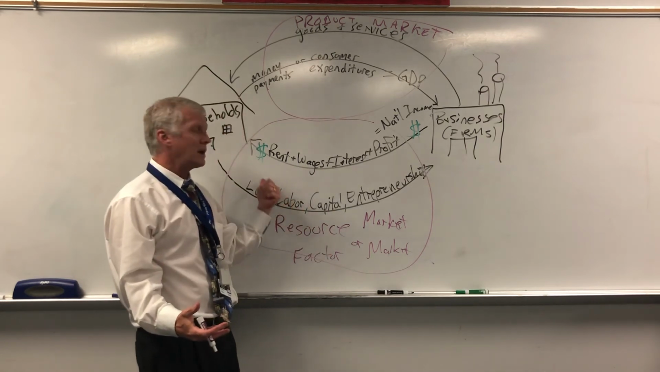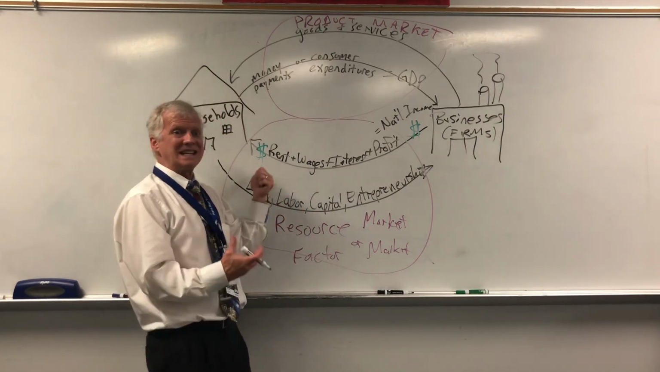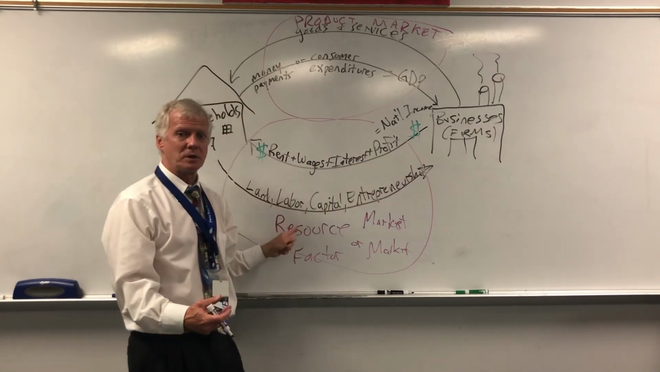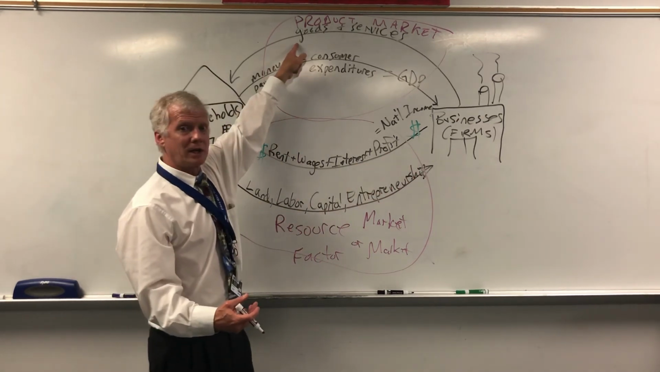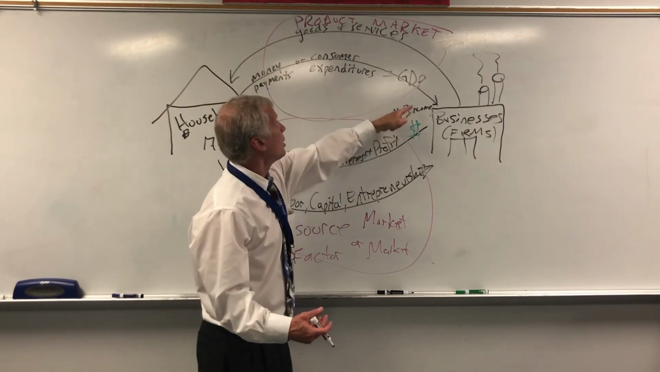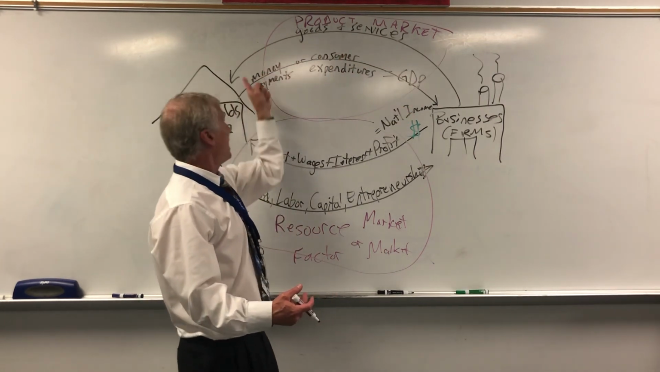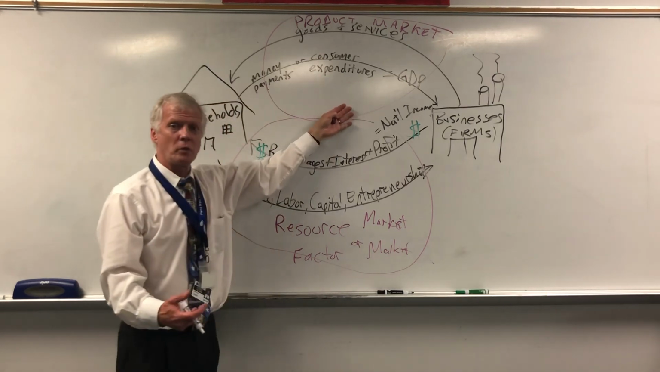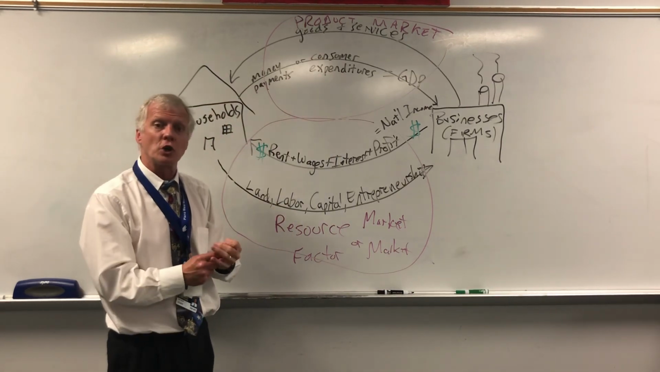In the factor market, the households are the owners and the sellers of resources, and the businesses are the buyers and consumers of the resources. In the product market, the businesses are the sellers of the goods and services, and the households are the consumers and buyers of the goods and services. So this is what we call the two-sector circular flow.